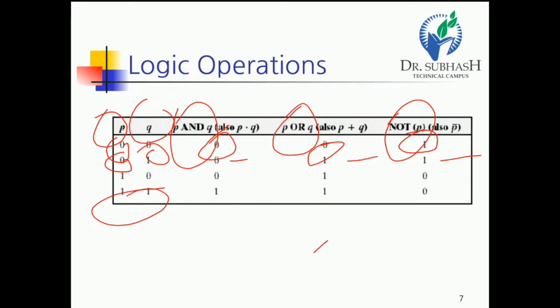P is 1 and q is 1, right? So for p and q we perform the AND operation. 1 multiplied with 1, we get the result 1. Now the OR operation means p plus q, which also gives the result 1, and the complement of p is 0. So that is the basic digital logic operation we can utilize in morphological image processing.